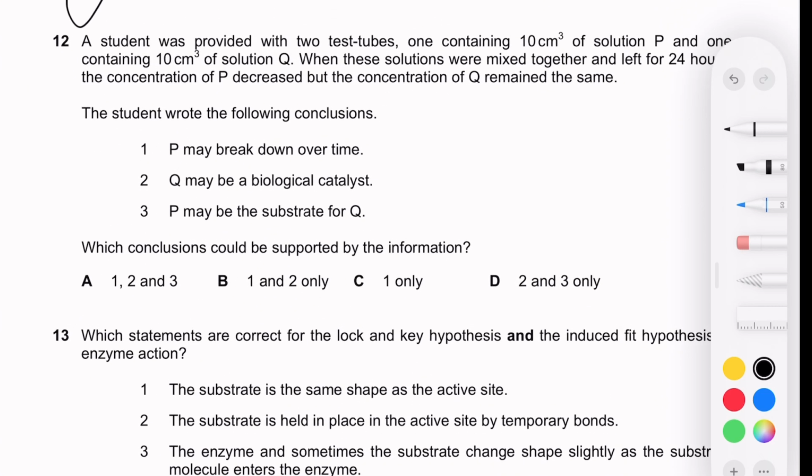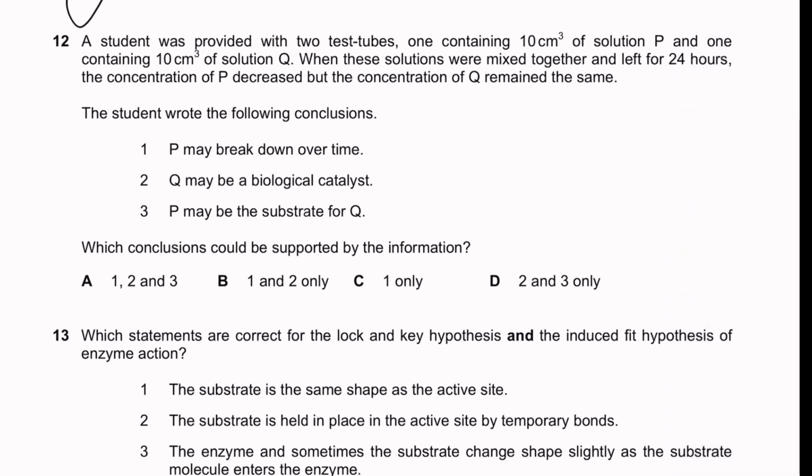12. A student was provided with 2 test tubes, one containing 10 centimeters cubed of solution P and one containing 10 centimeters cubed of solution Q. When these solutions were mixed together and left for 24 hours, the concentration of P decreased. However, the concentration of Q remains the same, so we can assume that P is being broken down by Q, right? And so the student wrote the following conclusions. What conclusions can be supported by the information? That P may be the substrate for Q, that is correct. Q is a biological catalyst, that is correct. And P may break down over time, well, that is true. So we can say 1, 2, and 3, which is A.